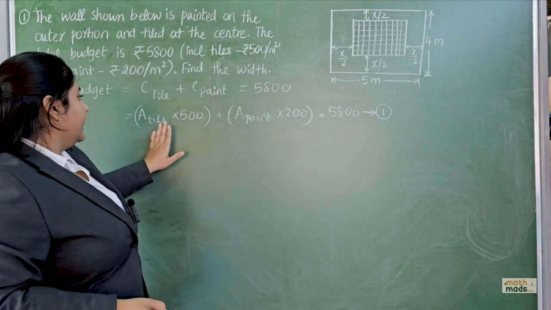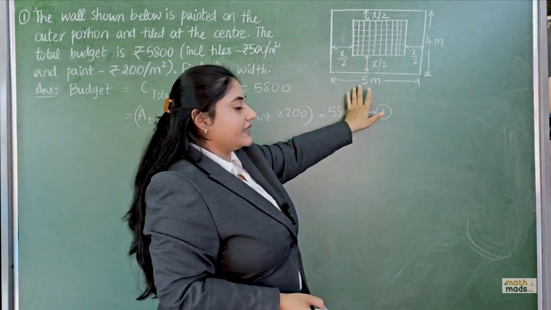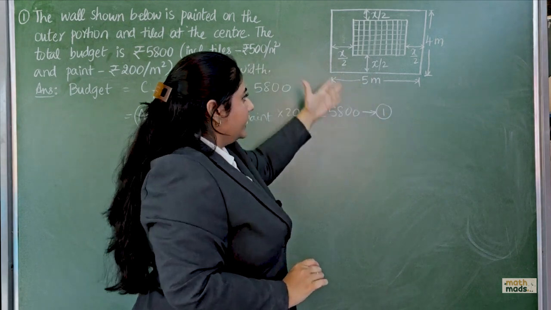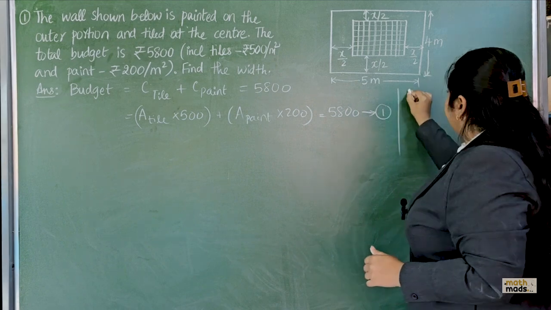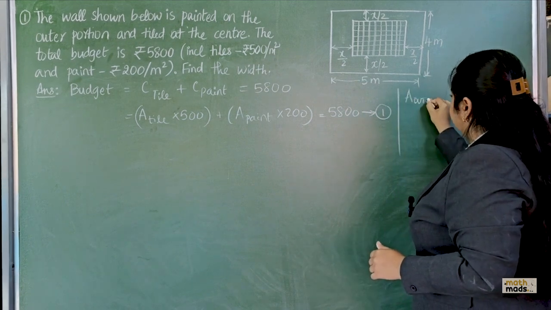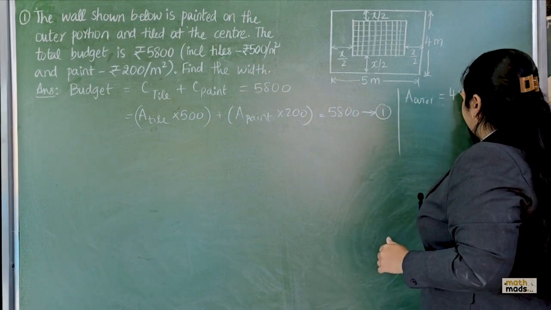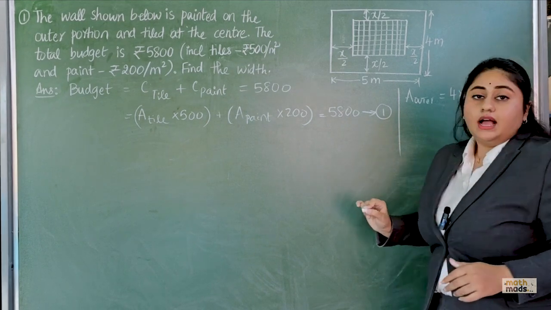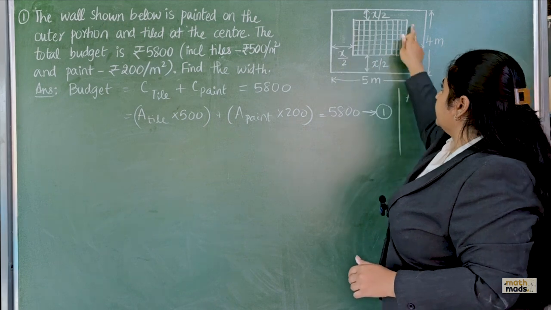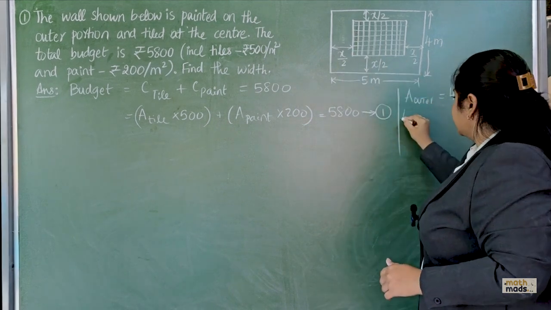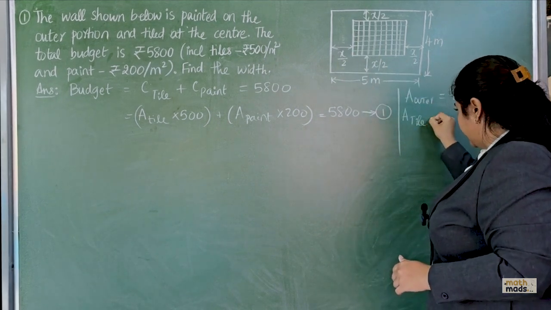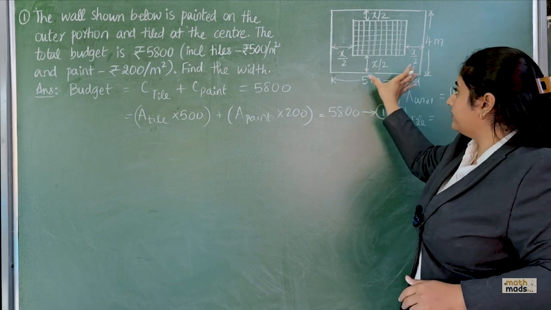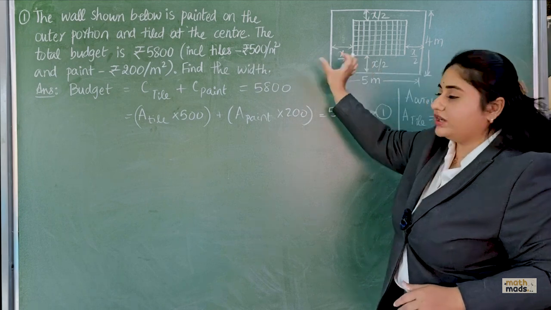Now, how will I find area for tiling? Look at this rectangle. We know the area of a rectangle is length into breadth. So the total area, that is the area of the outer rectangle, is equal to 4 into 5, length into breadth, that is equal to 20 meters square. Now, I have to find the area that I am tiling, that is this portion, the center portion. So area I am tiling is equal to total area, this length is 5 minus, I have to remove this x by 2 and x by 2.